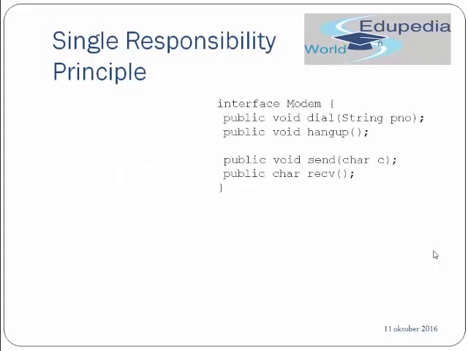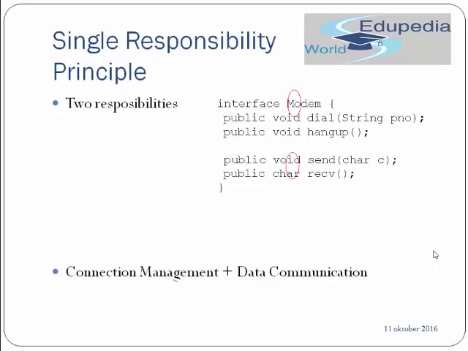You can see this is an example. There is an interface Modem and we have 4 functions: dial, hang up, send and receive. So it has 2 responsibilities. One is to dial and hang up, the other is to send and receive. Then we have connection management and data communication. These are 2 responsibilities for the interface Modem.